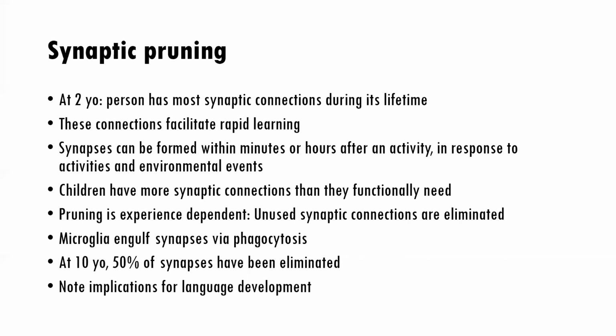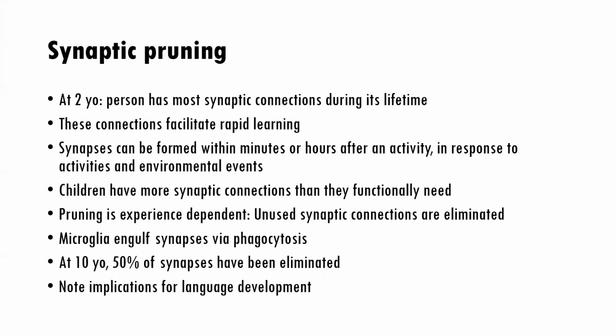Synapses can be formed within minutes or hours after an activity, in response to activities and environmental events. It leads to very rapid, fast learning, okay? But what happens is children have more synaptic connections than they functionally need. And so at about between 2 to 4, synaptic pruning occurs. Okay, you've probably heard of the terrible 2s and the threenager phase. You usually know when your child is going through pruning because they're quite edgy.